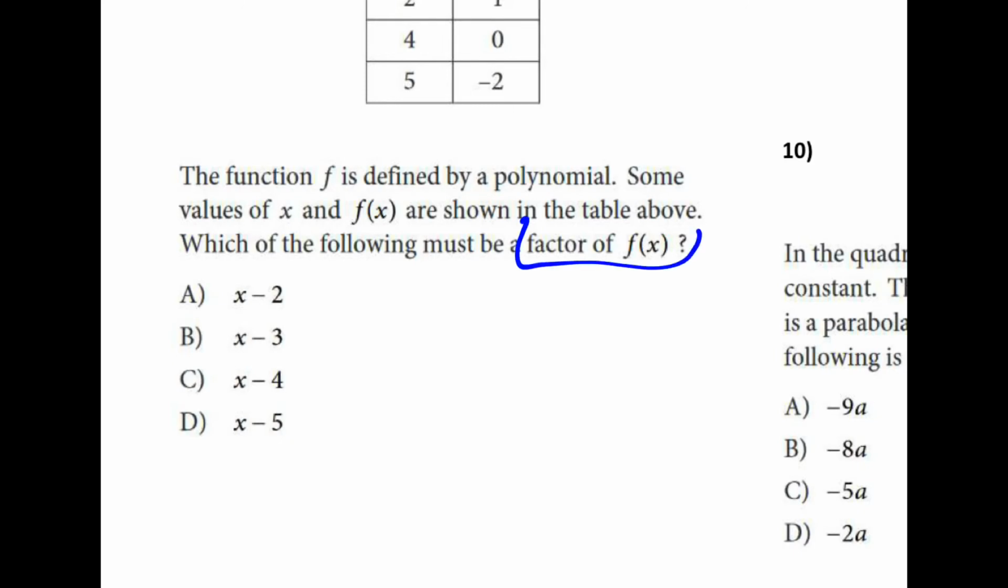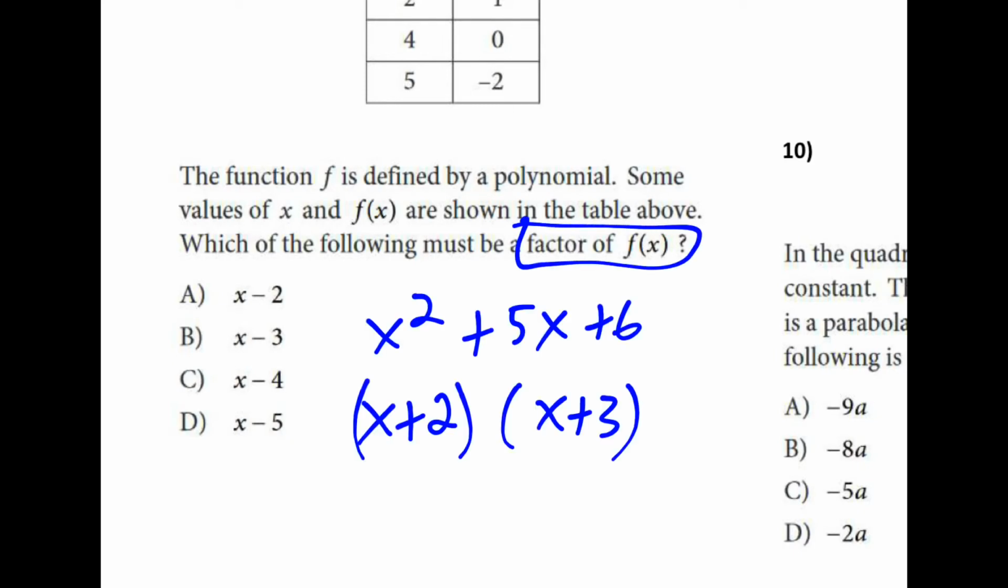The difference is they're talking about factors of polynomials. So if we were looking at a quadratic like x squared plus 5x plus 6, it can be broken down into two factors, x plus 2 and x plus 3. If you multiply these factors together, you would get the whole thing.